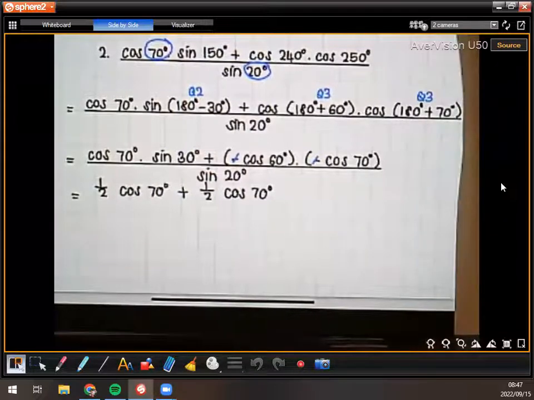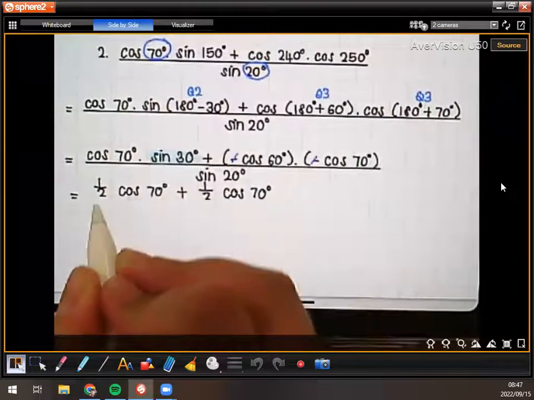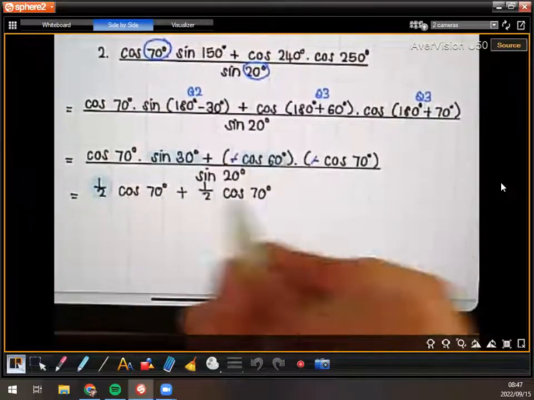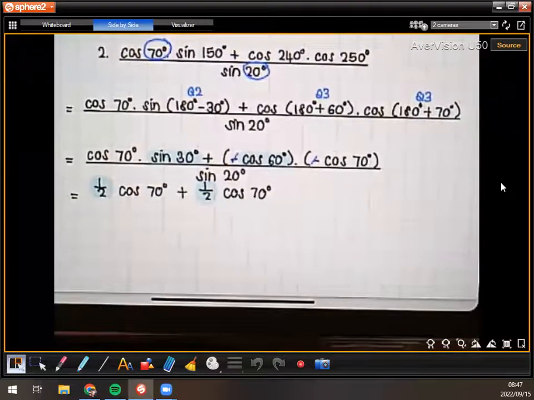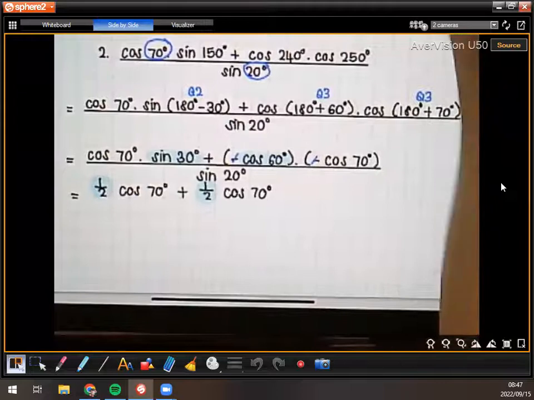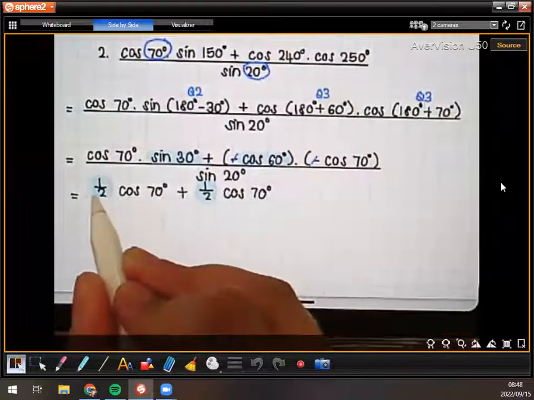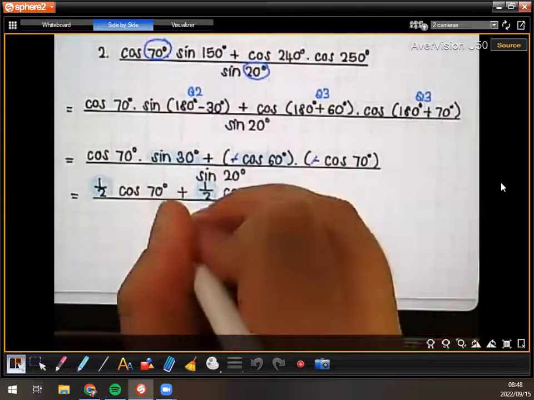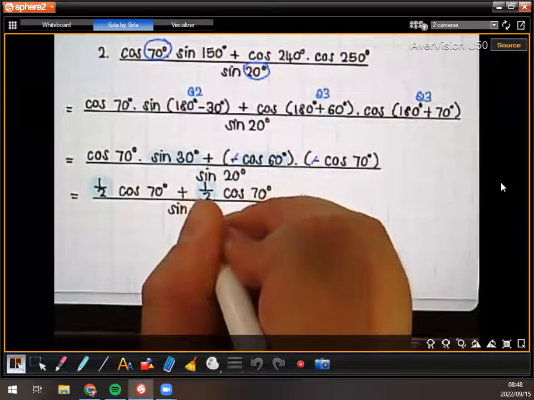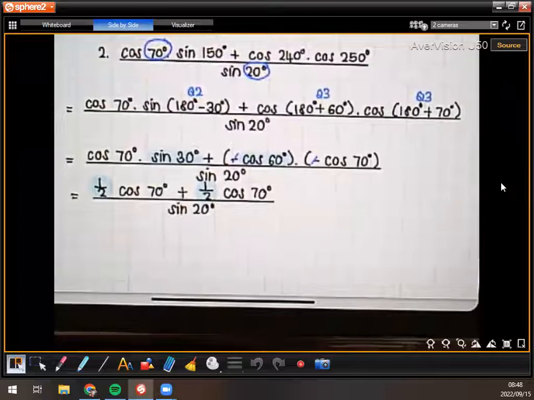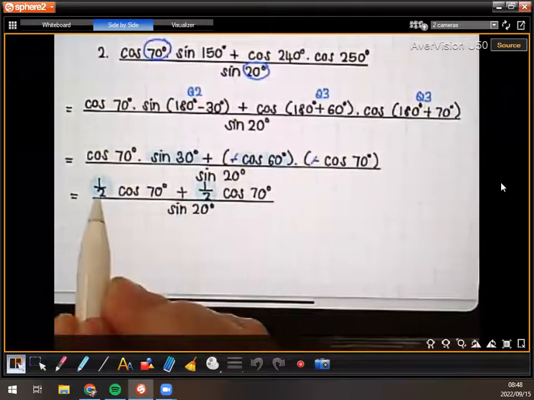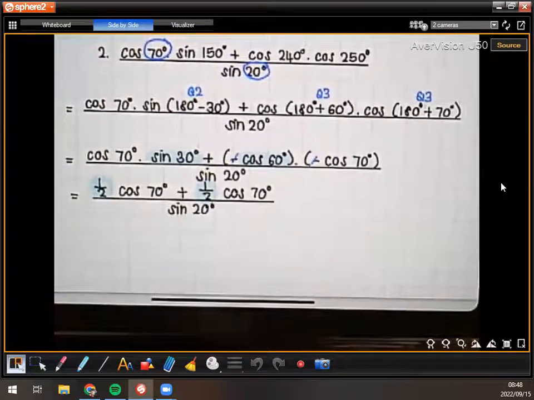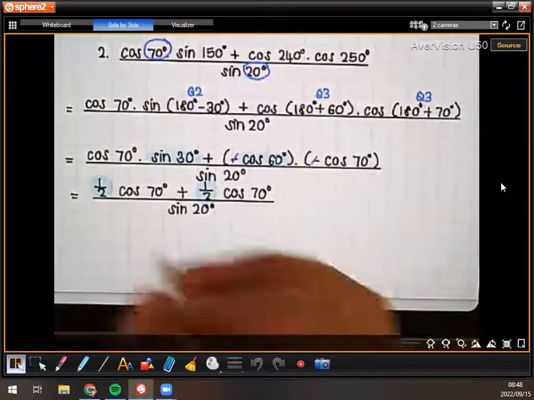I'll just highlight the sine 30 and the half, and the cos 60 and that half. Okay, that's where those halves are coming from. And that was over sine 20. Okay, what's a half cos 70 plus a half cos 70? Well, what's a half plus a half? 1. So a half cos 70 plus a half cos 70 is going to be 1 cos 70. You can just write cos 70 for that.